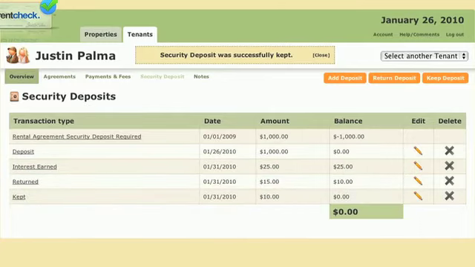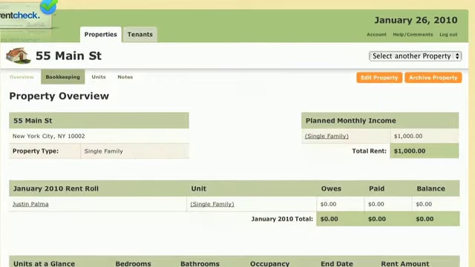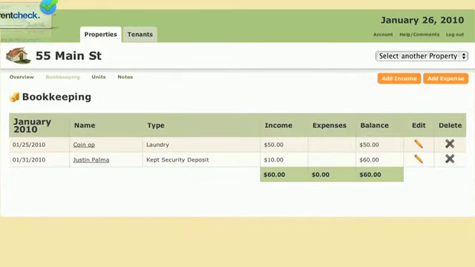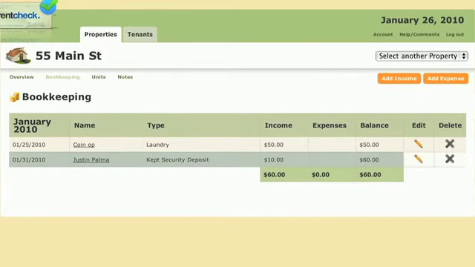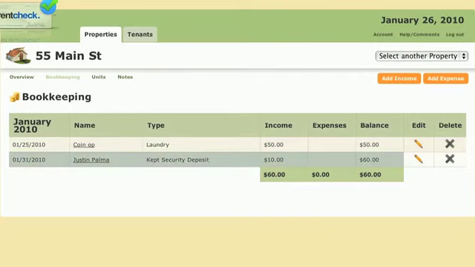Now, if we go to our property, which was 55 Main Street, and we go to bookkeeping, we're going to see Justin Palma, the tenant, we kept security deposit of $10, and this was added, so for the month of January we have $60 income. So this is all correct. We have $10 taxable income from that interest-bearing account.